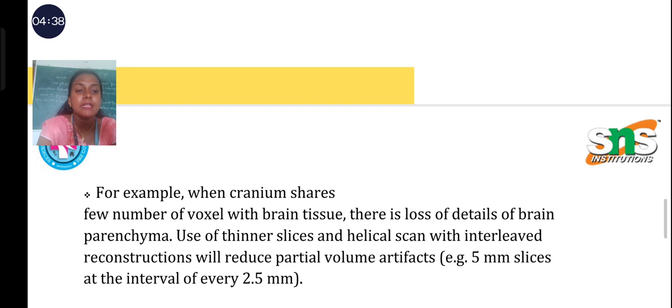Use of thinner slices and helical scan with interleaved reconstructions will reduce partial volume artifacts. For example, 5 mm slices at an interval of every 2.5 mm.